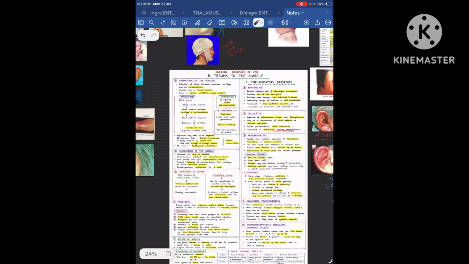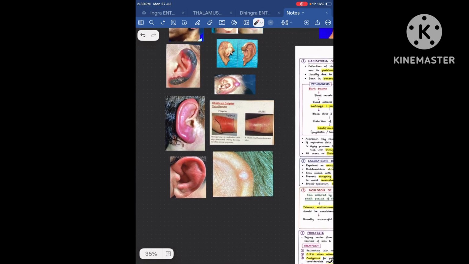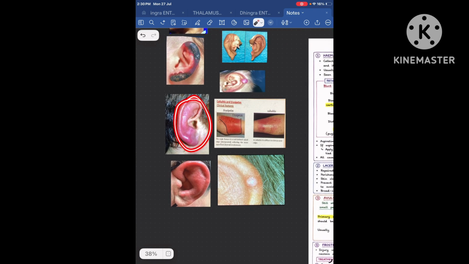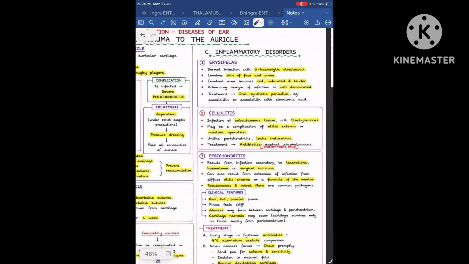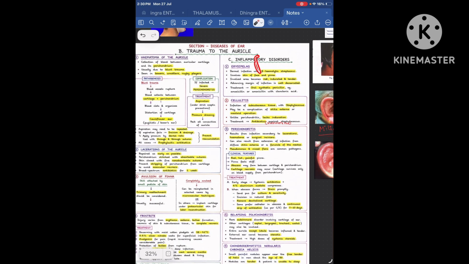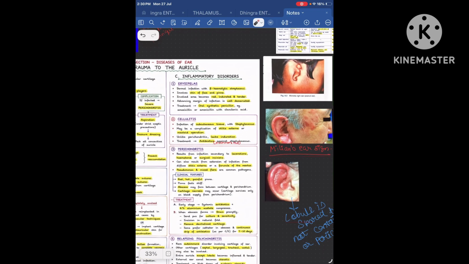Now let's go to the next part, inflammatory disorders. If you see erysipelas, where is erysipelas? This is erysipelas. All these images show erysipelas. It is basically a dermal, superficial infection by beta hemolytic streptococci. Important point: beta hemolytic streptococci. It involves the skin of the face and pinna. If you see this diagram, this redness is on the face and also here. That is erysipelas.